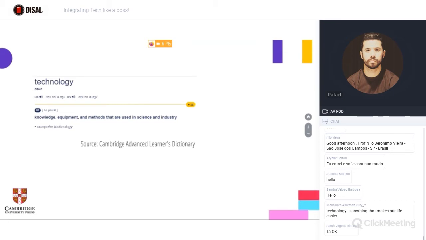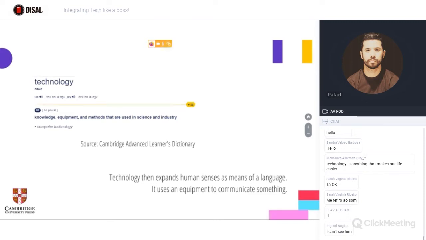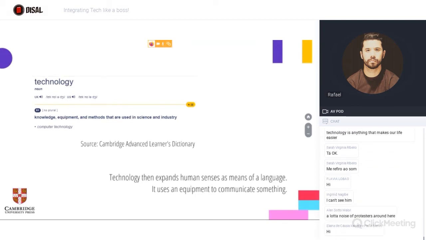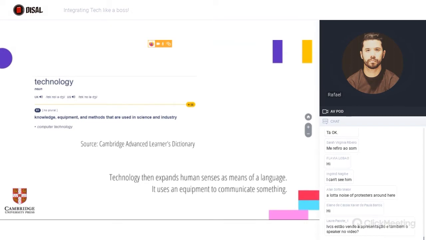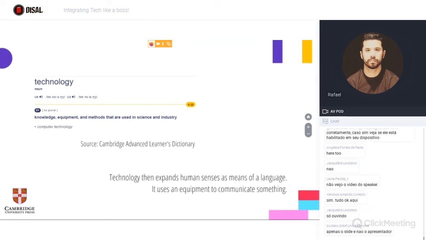So there is a human playing an important part here, not only the machine. Having said that, I mean that the human also plays a role here. And by saying so, technology then expands human senses by means of a language. Tech uses some sort of equipment to communicate something, which leads me to understand that, in other words, the human being is the one who has access to reality through ways of mediation. So we pretty much understand that we are part of a reality and that there is a reality through a way of mediation. And we do so because we are beings that indeed use language.